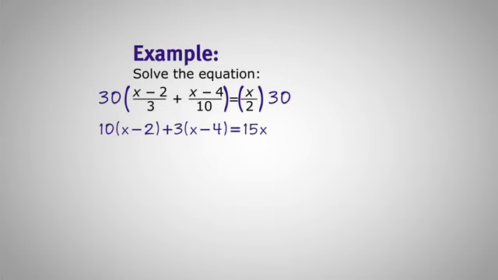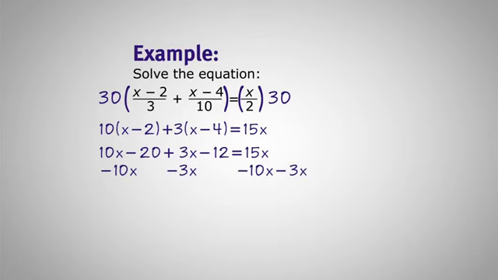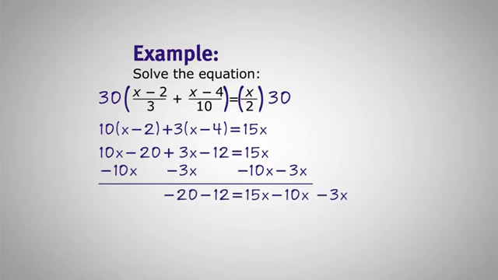10 times the quantity of x minus 2 equals 10x minus 20. 3 times the quantity of x minus 4 equals 3x minus 12. And then we have 15x still on the right-hand side. Our next step is going to be to get all of the variables on one side of the equal sign. In order to do that, we're going to subtract 10x and 3x from both sides of our equation, leaving us with negative 20 minus 12 equals 15x minus 10x minus 3x.